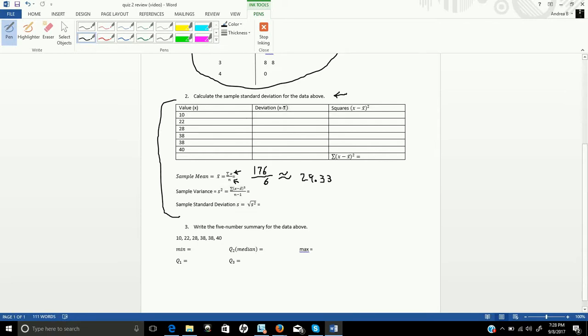And then square that answer. So then if you square that negative 19.33, remember you're doing the entire thing squared, so you need to put it in parentheses. So all of these should be positive. There you should get 373.65.